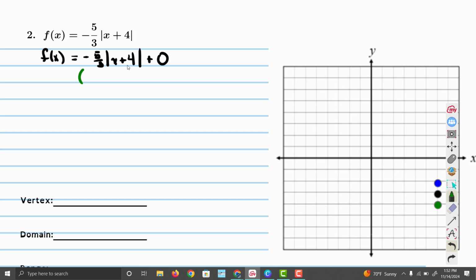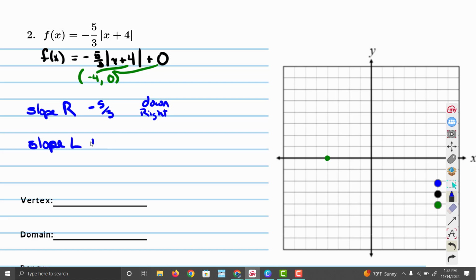Well, my vertex is opposite inside. So negative 4, 0. So negative 4, and then I'm on the x-axis. So my slope going left and my slope going right are going to be different because we're dealing with the absolute value. And so when I go to the right, it's going to be just like what I said up above. So that means that I go right, and since it's negative, I'm going to go down.